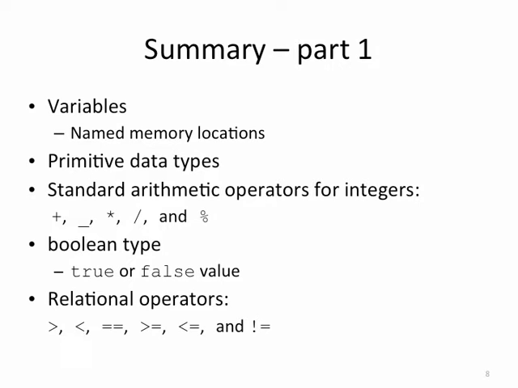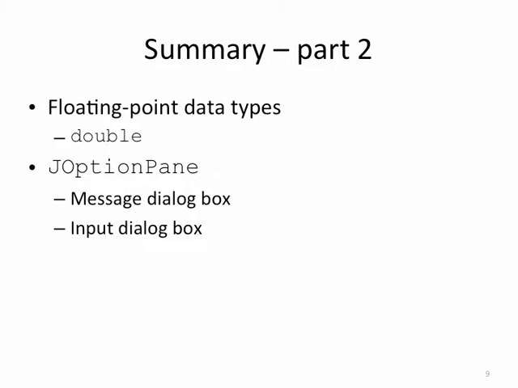There are 6 relational operators. They do not have an order of operations because you can't chain them together, so they are greater than, less than, equal to, greater than or equal to, less than or equal to, and not equal to. The floating point data type that we will use in this class is double. As you could see from the summary chart of data types, there is another type, but we will only be using double. And JOptionPane includes both a message dialog for displaying output to the user and an input dialog to prompt the user to input a value.